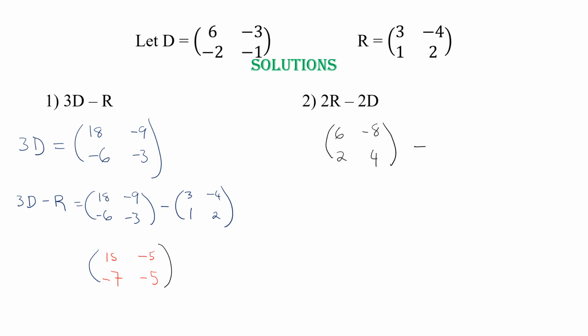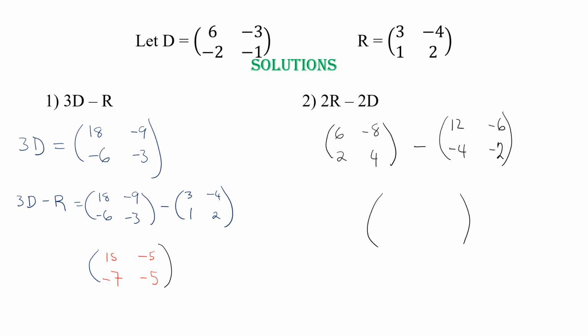And now 2D, all the elements in D, we multiply now by 2. So this will leave us with 12, minus 4, minus 6, minus 2. Almost wrote minus 1. And then we simply subtract these two matrices now and we will get our result.